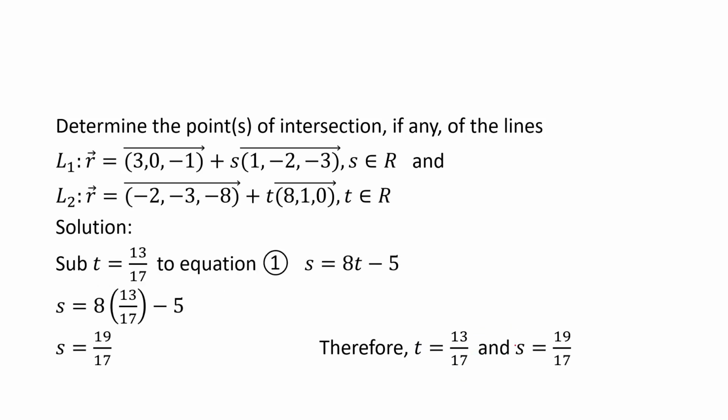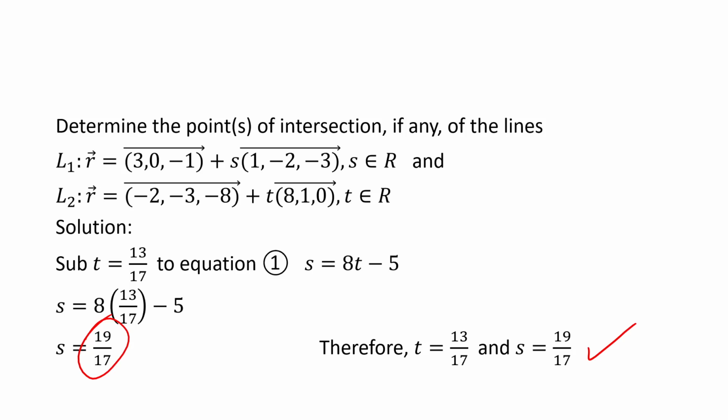Okay? Now we take that value of 13/17 and we plug it into the expression we got earlier for s, which is that s is equal to 8t minus 5. When we do that, we get a value for s of 19/17. So we have t equals 13/17 and s equals 19/17. That doesn't mean that there is or that there isn't a point of intersection.